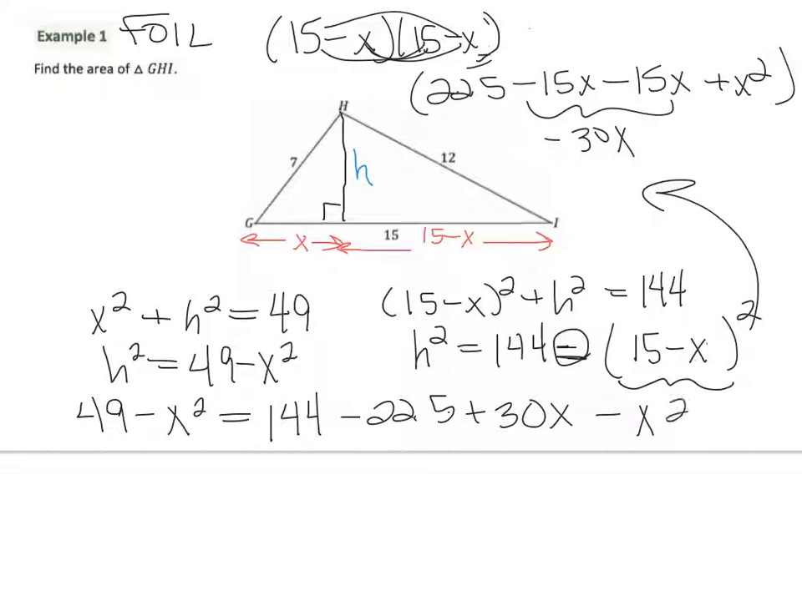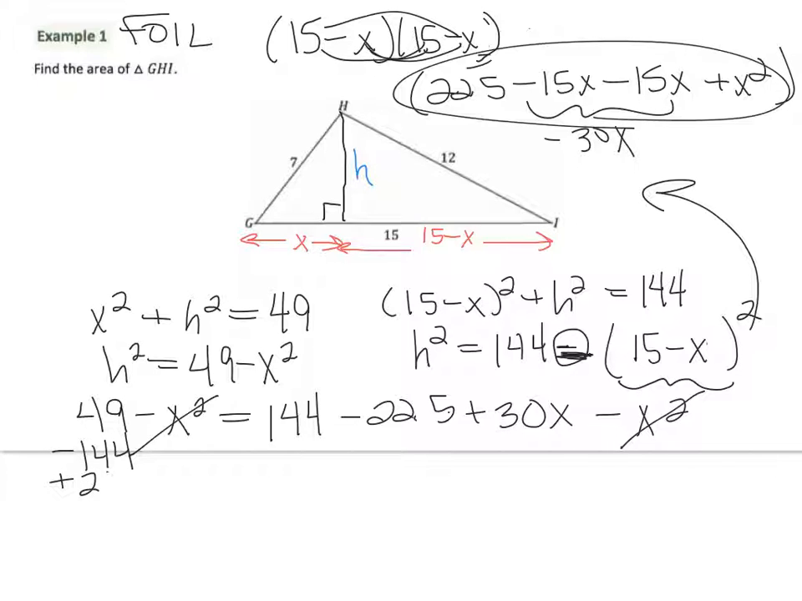Minus x squared. So I distributed this negative through this polynomial. Alright, I can simplify a little bit more. I have a negative x squared on one side, negative x squared on the other. They cancel out. I'm going to go ahead and move all the whole numbers over here. So minus 144 plus 225 equals 130.